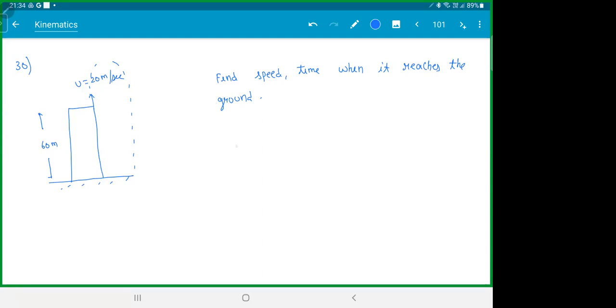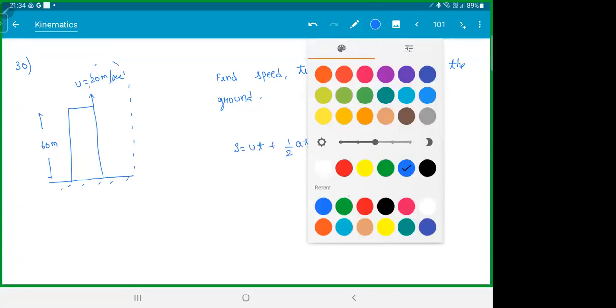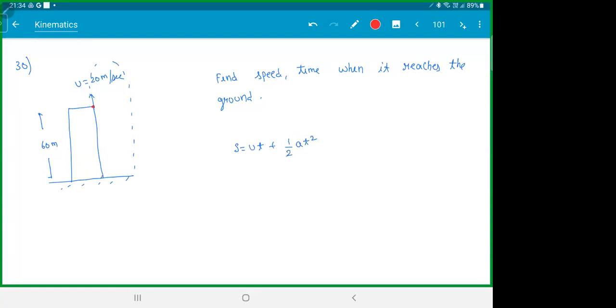What do we use? S is equal to ut plus half at square. Now be careful, S is displacement. You're starting from here, you're ending here. Displacement is downward. Up positive, down negative. S is minus 60, so one minus sign can mess up the whole thing. U is 20. Gravity is always downward, so minus half g, 10, t square.